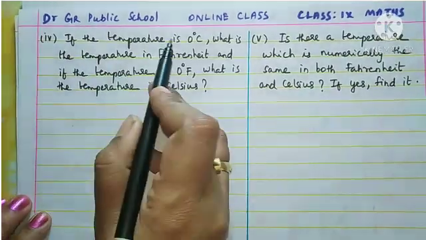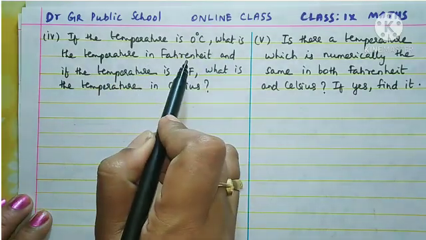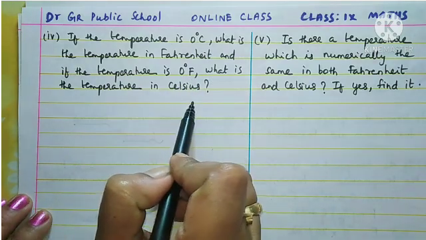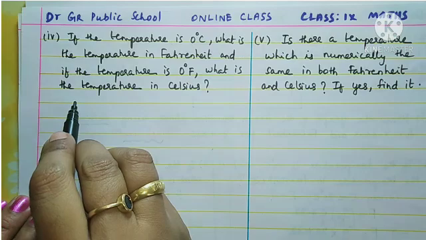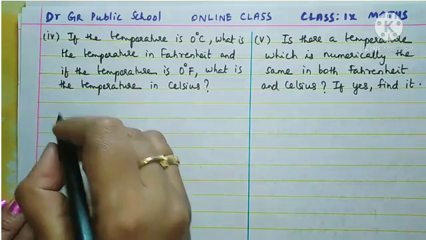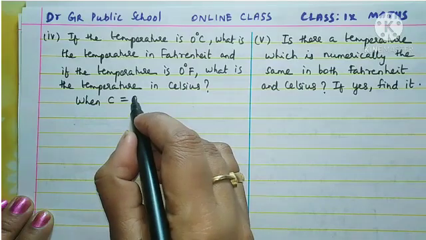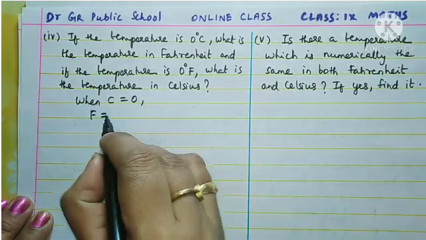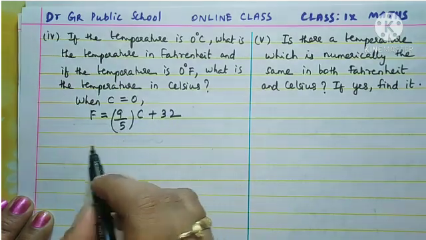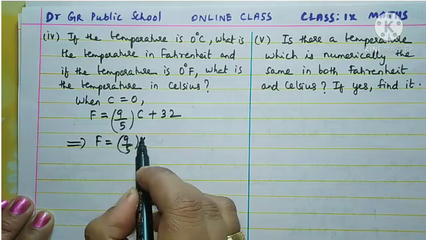If the temperature is 0 degrees Celsius, the Celsius value is 0, what is the temperature in Fahrenheit? And if the temperature is 0 degrees Fahrenheit, what is the temperature in Celsius? So the meaning is, when C equal to 0, what is F? And when F equal to 0, what is C? Let us find out. When C equal to 0, what happens to our relation F? 9 by 5 of C plus 32 is the given linear equation. Now put C equal to 0. F equal to 9 by 5 into 0 plus 32.